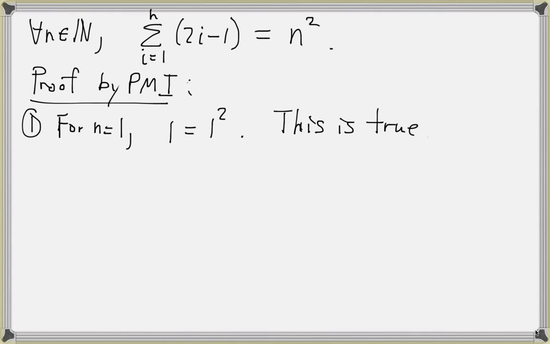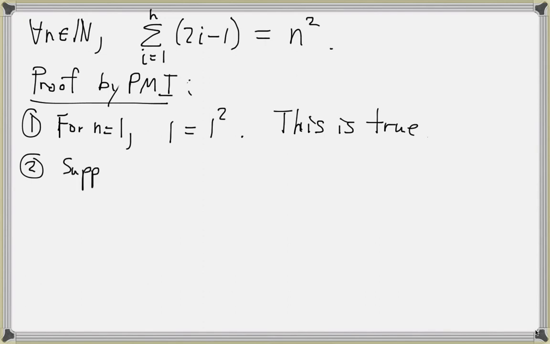Now, it's important to understand that in the next step, the inductive hypothesis step, we're not going to assume that the theorem is true for all natural numbers. We're simply going to assume that it's true for some natural number n and show that that implies that it must be true for the next natural number, which is n plus 1. So we're not assuming that the theorem is true. We're just assuming that the formula holds for some particular n.